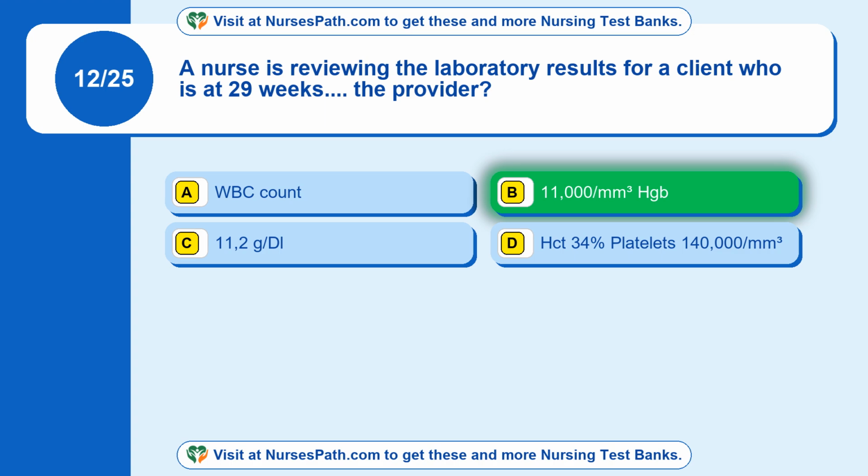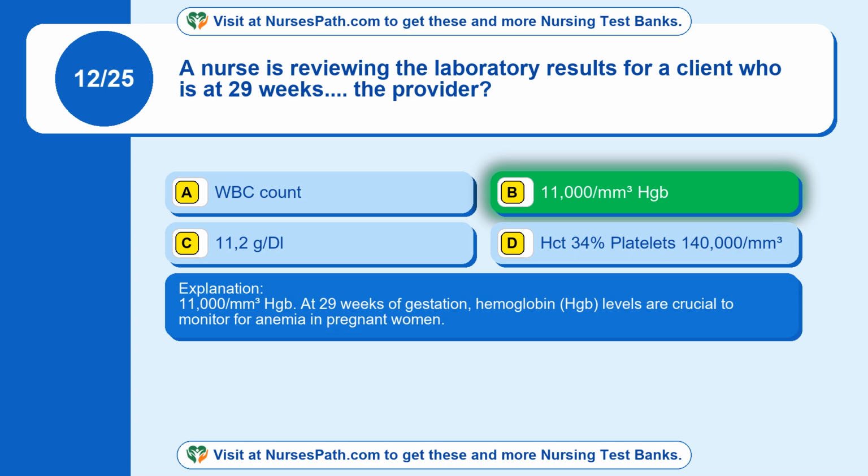11,000/mm³ hemoglobin. At 29 weeks of gestation, hemoglobin levels are crucial to monitor for anemia in pregnant women.